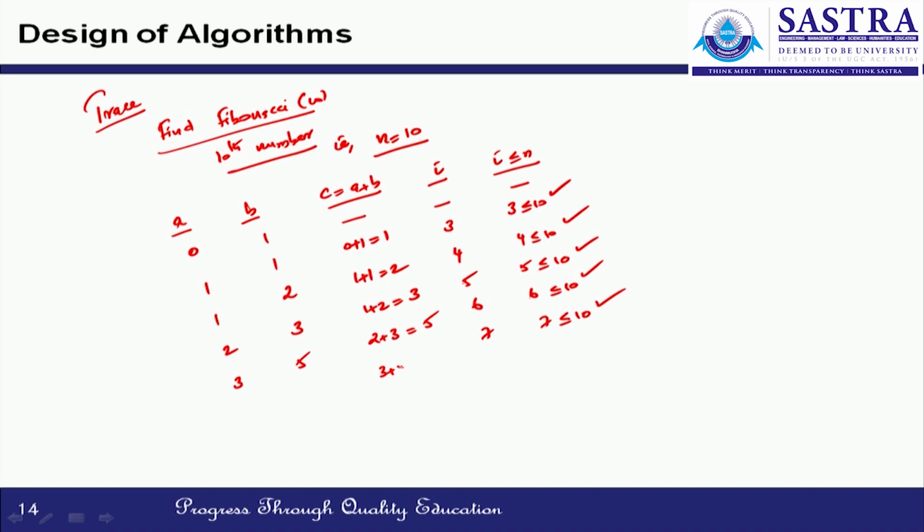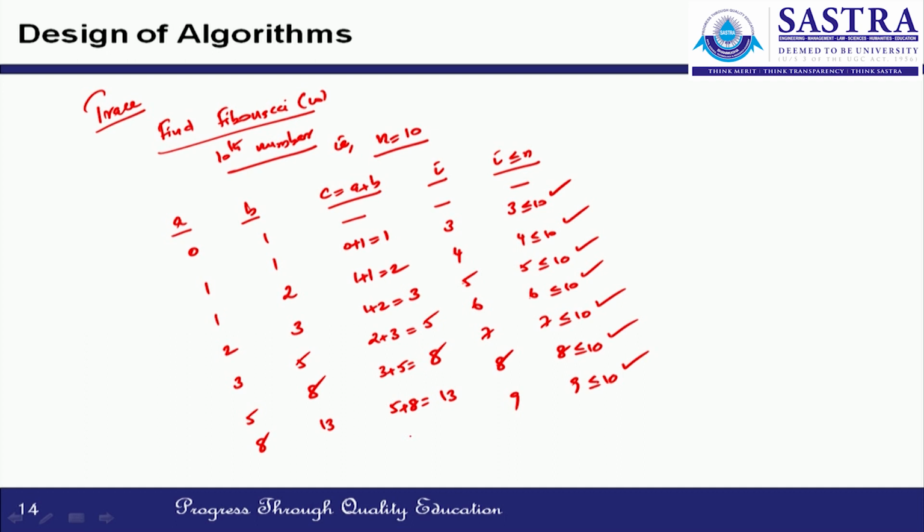3 plus 5 is updated in variable C, 3 plus 5 becomes 8. A becomes 5, B becomes 8. Then I becomes 8, 8 less than or equal to 10, condition is true. 5 plus 8 becomes 13. Then A becomes 8, B becomes 13. I is incremented by 1, I becomes 9, 9 less than or equal to 10, condition is true.